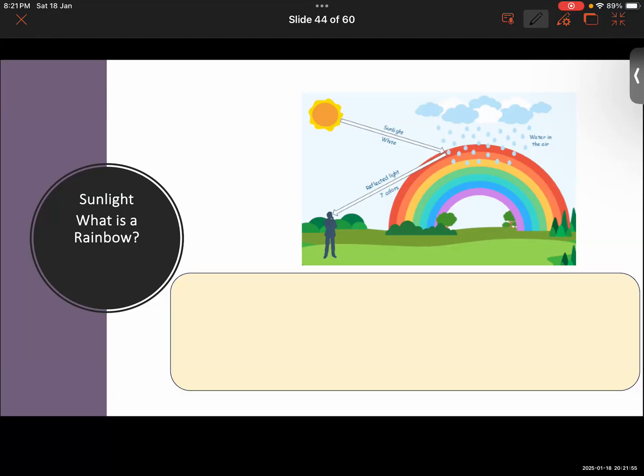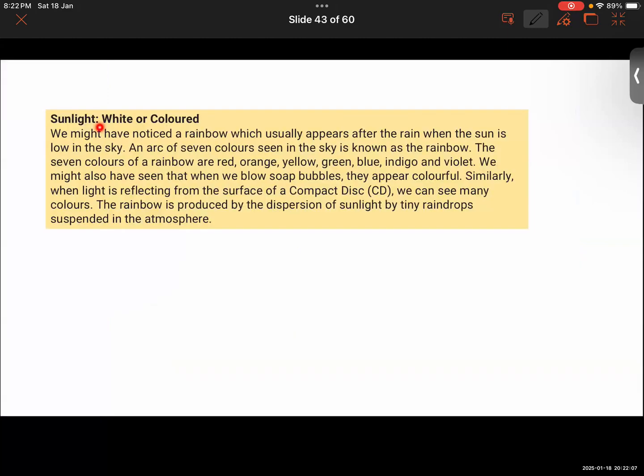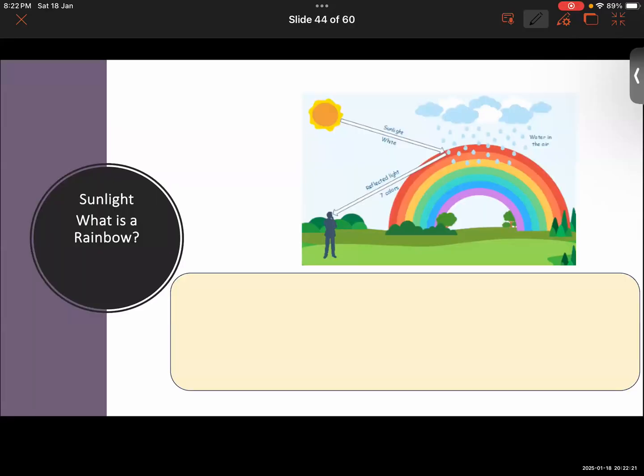See, so what is basically happening? Let us understand that. By the end of the discussion, we will get to know that sunlight is made up of seven different colors. So we ask: is sunlight white or colored? That is the discussion we are having here. Is it made up of white color only, or does it have multiple colors in it? Multiple. So yes, it has multiple colors.